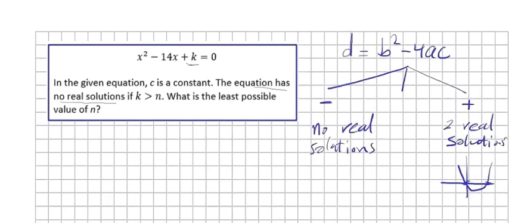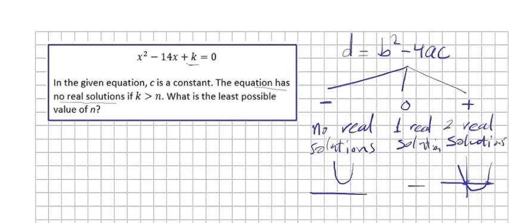And in this case, the graph is something like this. It doesn't intersect the x-axis at any point. This is why we have no solution. And then the third case, when the discriminant's value is equal to 0. In this case, we have one repeated solution or one real solution.